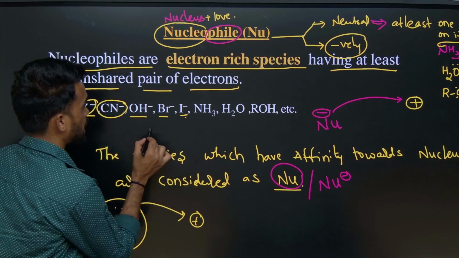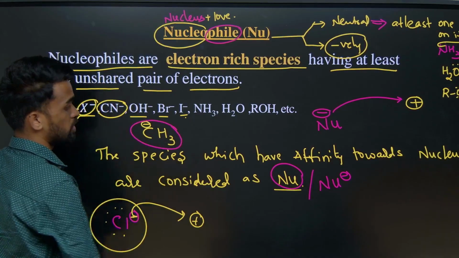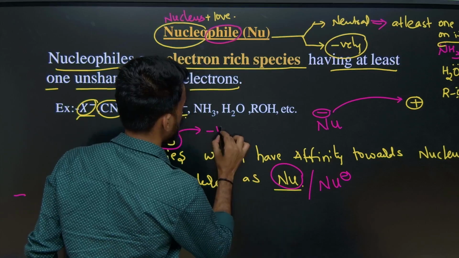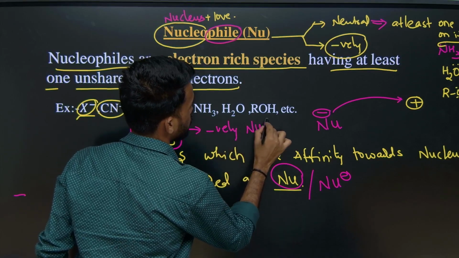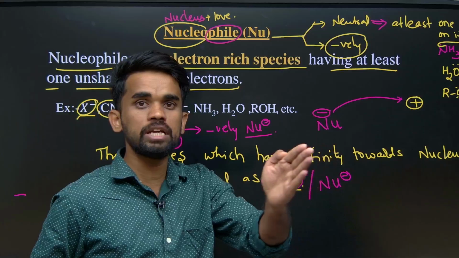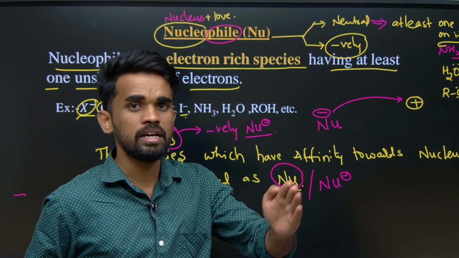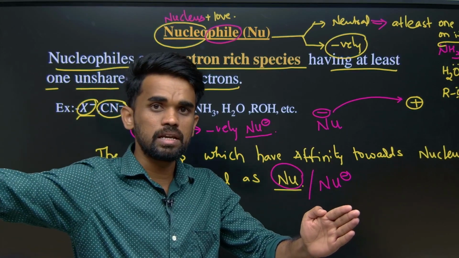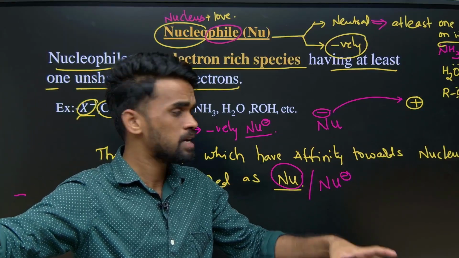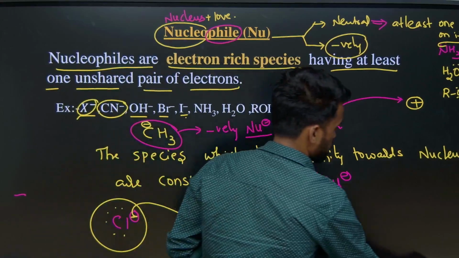Again, what about carbon anions? CH3 minus is there, carbon with negative charge. So this is also a negatively charged nucleophile. All carbon anions are negatively charged nucleophiles. All carbocations are positively charged, right? Positively charged means we can relate it to electrophiles. So all carbocations are considered to be electrophiles and carbon anions are nucleophiles. I hope this is clear, right?